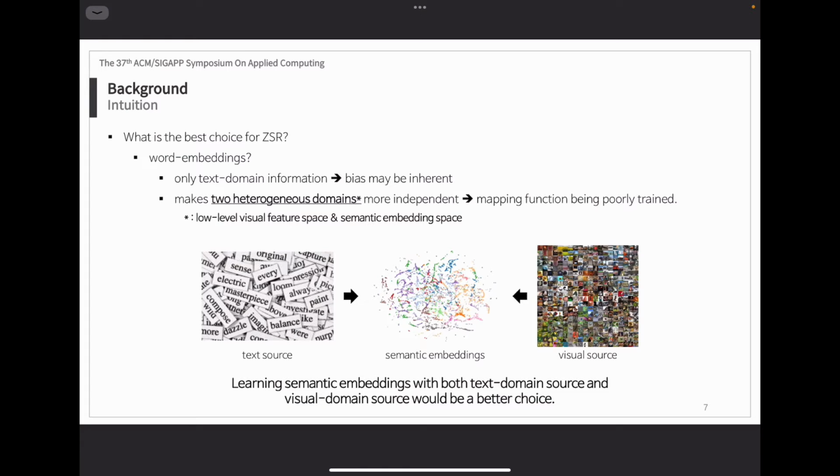However, we wondered if conventional word embeddings would be the best choice for zero-shot recognition. Since the corpus used for learning word embeddings is a source that contains only text domain information, it may be inherently biased toward text domain data, and as a result, the word embeddings may have different semantics from the real world. This bias makes two heterogeneous domains more independent from each other, resulting in the mapping function being more likely to be poorly trained. If not only text domain sources, but also visual domain sources can be used for learning semantic embeddings, the independence between the two heterogeneous domains would be relaxed, so the zero-shot recognition model will train the mapping function more properly.